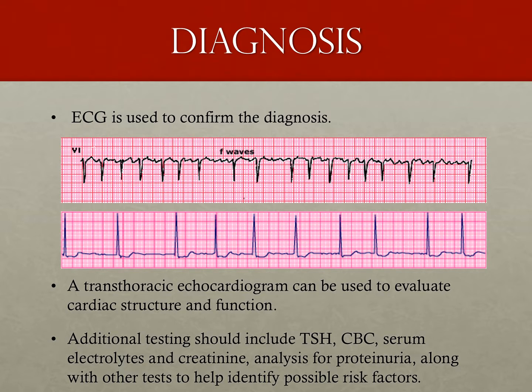AFib is diagnosed with an electrocardiogram. The problem with this are patients who have paroxysmal AFib, which is the most common type. These episodes come and go spontaneously without medical treatment, and you might have a patient who is not having an episode of AFib during the recording, so it will not show up on the recording. There are 24-hour Holter monitors and loop recorders that are available for patients such as this.